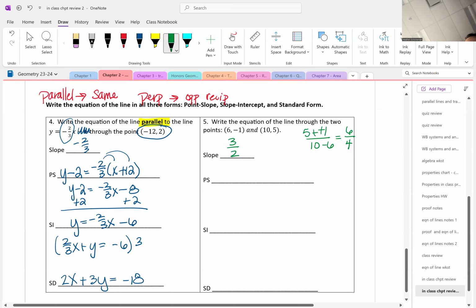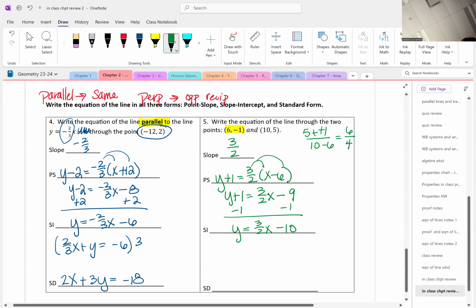And then I can pick either point I want. I'm going to pick this point, but if you pick 10, 5, that also works. So when I plug it in, I have y minus a negative 1, so y plus 1 equals 3/2 times x minus 6. We're going to distribute, so I have y plus 1 equals 3/2 x. 6 divided by 2 is 3, times the 3 on top would be 9, and because it's a positive times a negative, it's a negative. Get y by itself, subtract 1. So I have y equals 3/2 x minus 10.